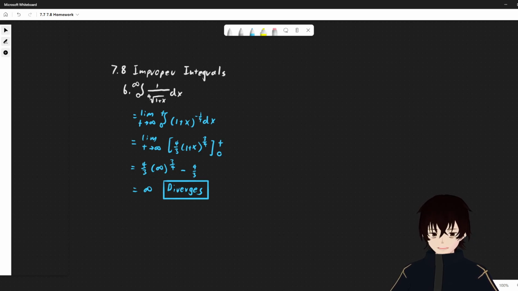Alright, well, time to double check. 1 over 1 plus x to the power of 1/4. Go, go, go. My integral's correct. And go to infinity. And it is divergent. Perfect. Answer is correct. Next up is number 13.